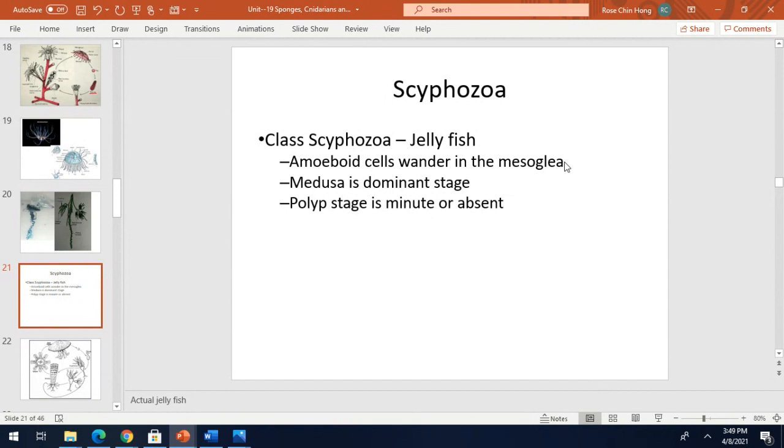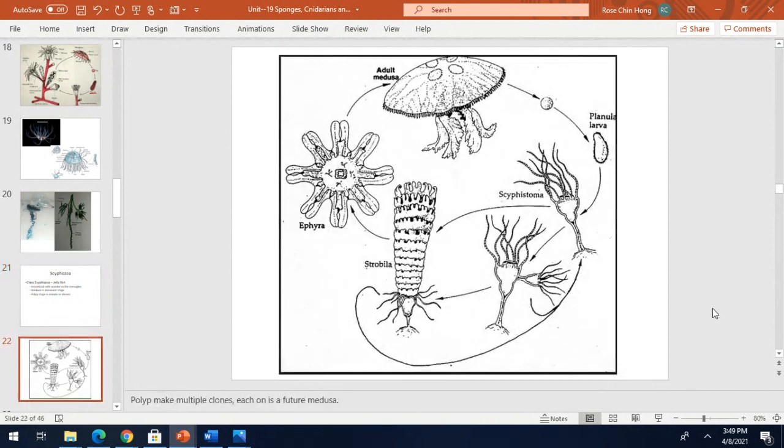Again, this is diploblastic. And here in the Scyphozoa, the medusa stage is the dominant stage. They might have a polyp stage, but it's a very tiny part of its life cycle, or none at all. So Scyphozoa, when you see them, are mostly in the medusal stage. All right, so an example here is going to be Aurelia.